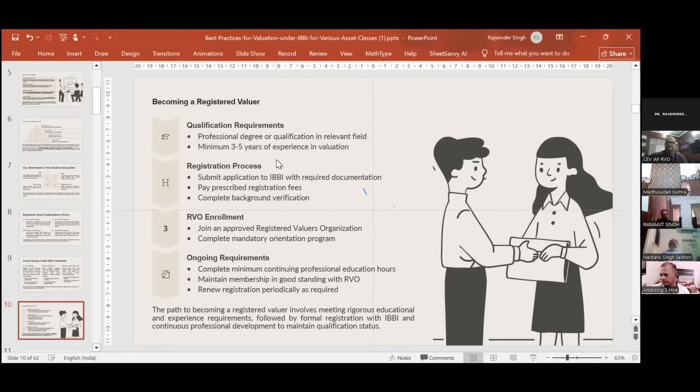You have to complete minimum continuing professional education hours. You have to maintain membership in good standing with the RVO, and you have to renew your registration periodically as required under IBBI. So the path to becoming a registered valuer involves meeting rigorous educational and experience requirements, followed by formal registration with IBBI and continuous professional development to maintain qualification status.